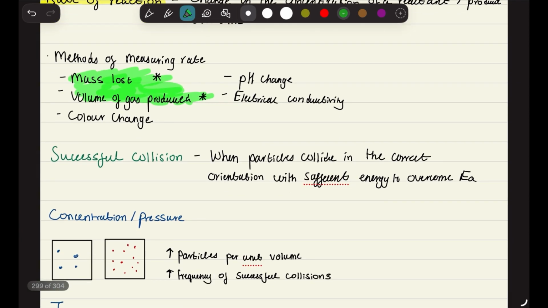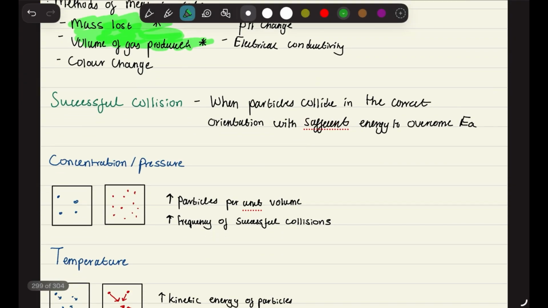Now, we need to define what a successful collision is. This is one where the particles collide in the correct orientation and with sufficient energy to overcome the activation energy that's written as EA throughout this whole video. So, not only do particles need to collide, they need to collide in the right orientation and with enough energy. So, what factors are at play here that are going to increase the chances of us getting a successful collision?